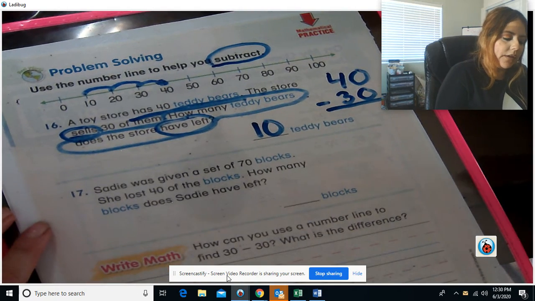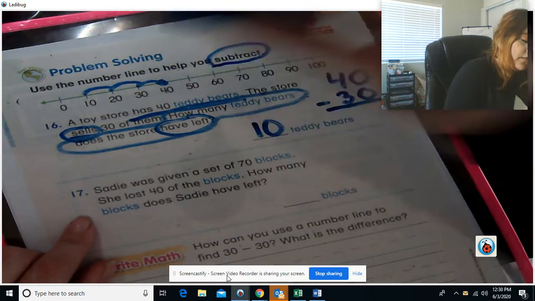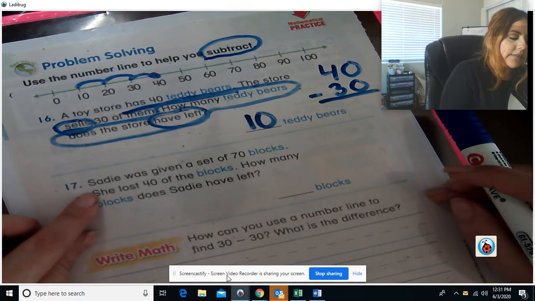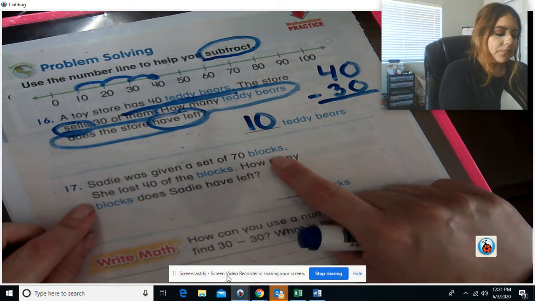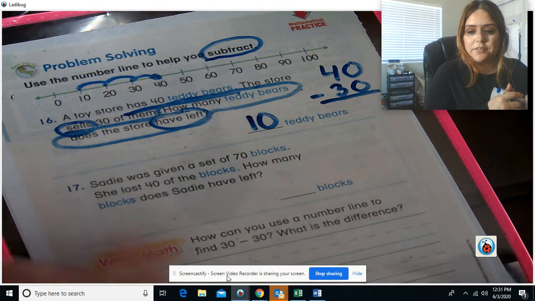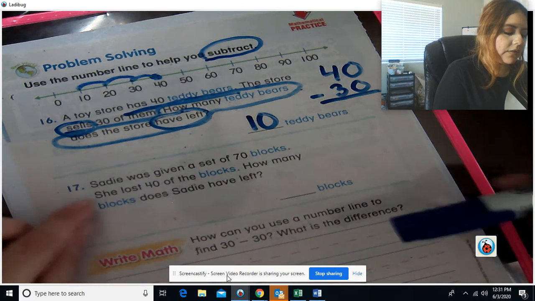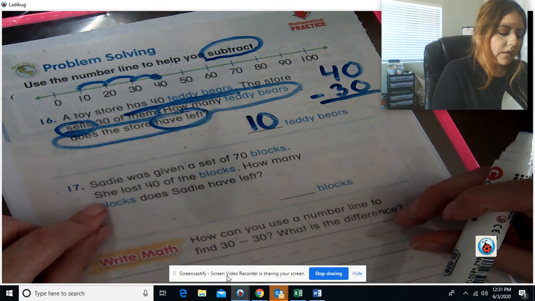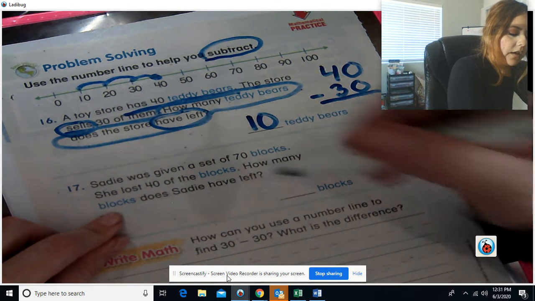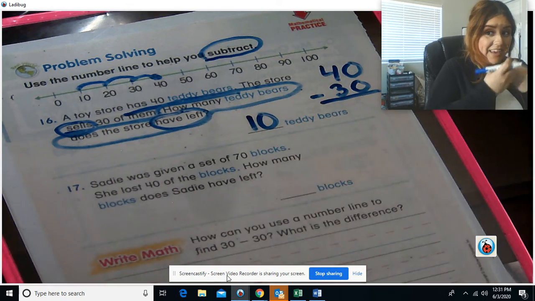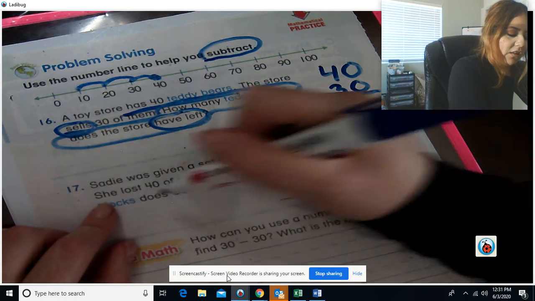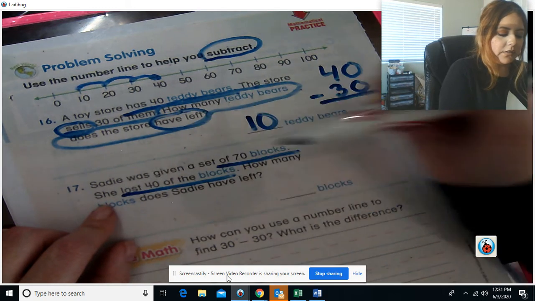Okay, now let's look at number 17. 17 says, Sadie was given a set of 70 blocks. She lost 40 of the blocks. How many blocks does Sadie have left? So she was given, that means they gave her. She has 70 blocks, but she lost 40 of the blocks.